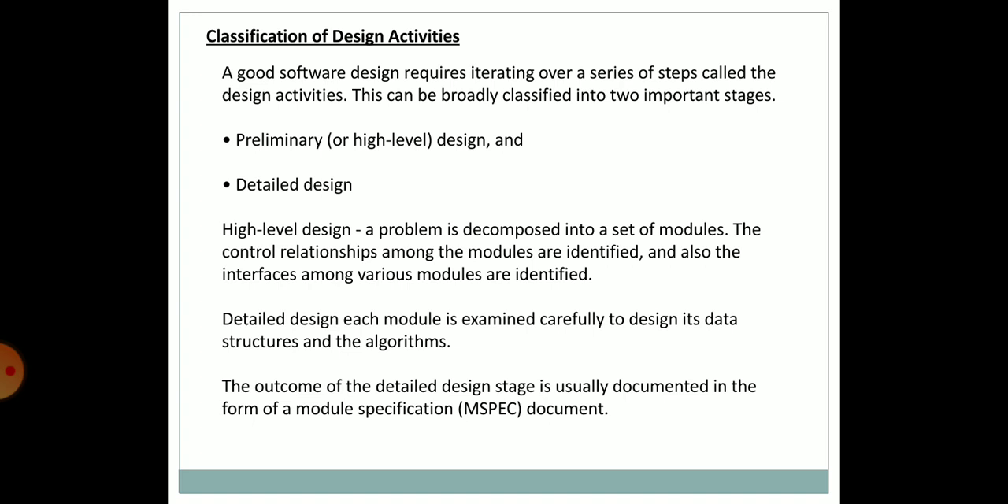So after the preliminary stage, the outcome of the high level design activity can be represented with a tree like diagram called a structure chart. Usually the structure chart is used to represent the outcome of the high level design activity. And popularly for object oriented design, we may use UML, the Unified Modeling Language, to represent the outcome of the high level design process.